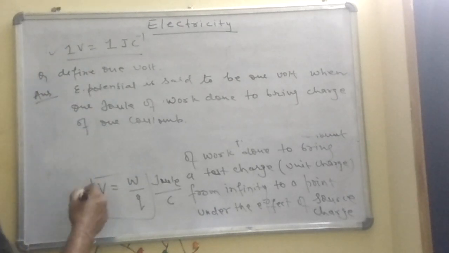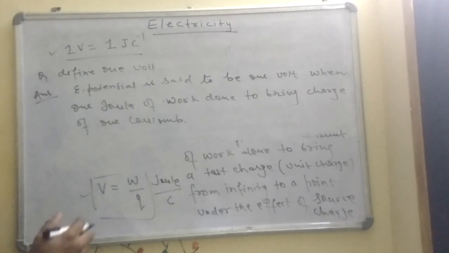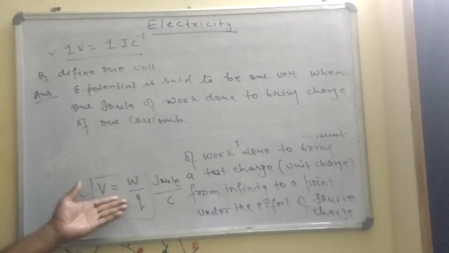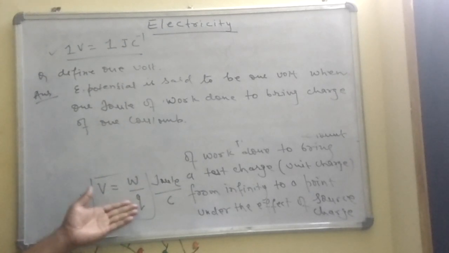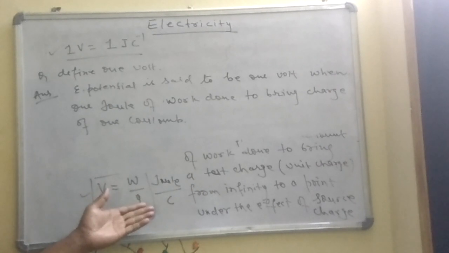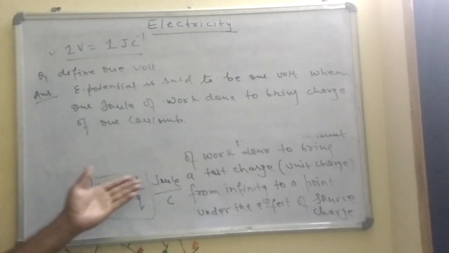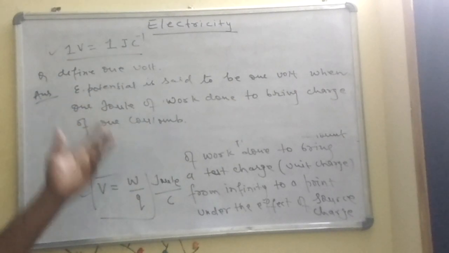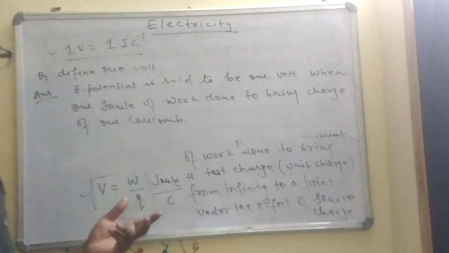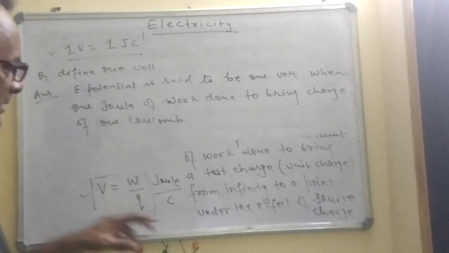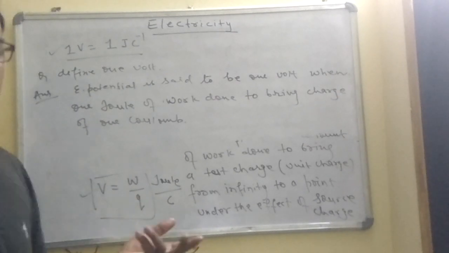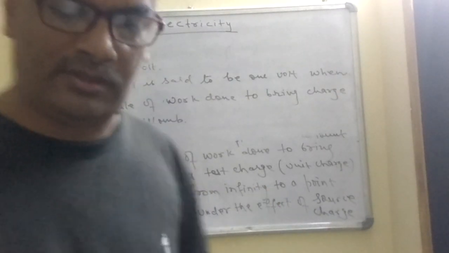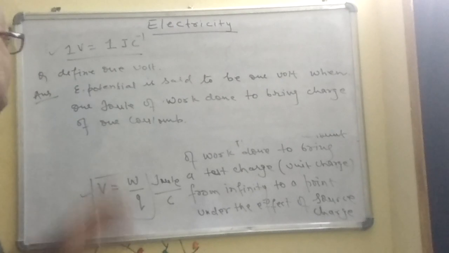So from this formula you can define 1 volt in your own language. You can also say that when 1 coulomb of charge is brought with the help of 1 joule of work done. So in that way you can also define it. But this formula has to be satisfied. You can change your language according to you, that is not that important. So this is very important, that is 1 volt.